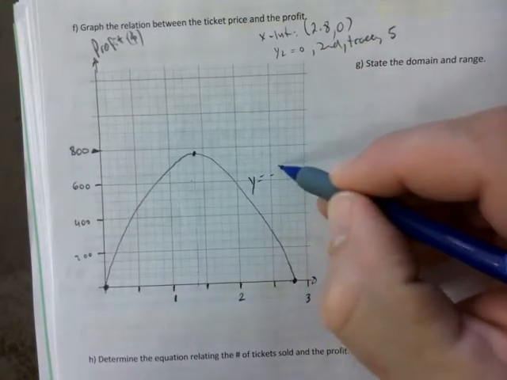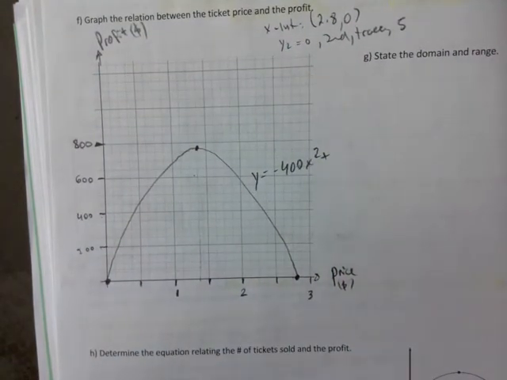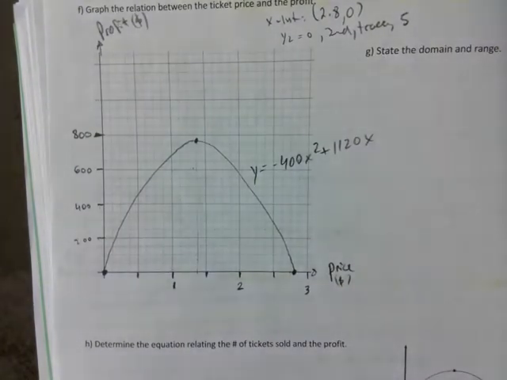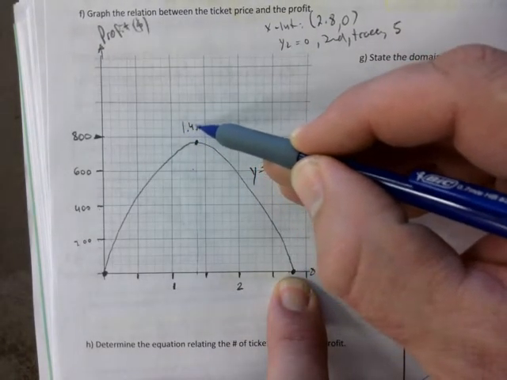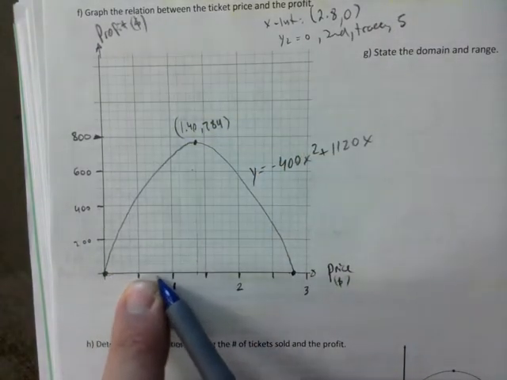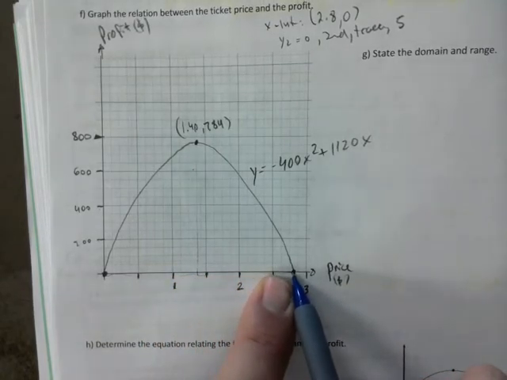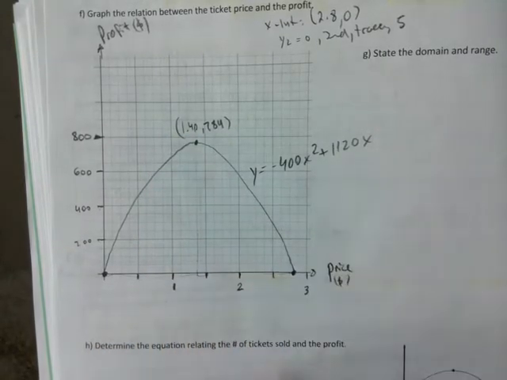And my equation is, was it negative 400x squared plus 1120x? And there's your graph. The reason I knew this was 2.8 is because you're at 1.40, 784 up here. So if it takes you 1.4 to get to the middle, it'll take you another 1.4 to get to here, right? So you could have just doubled the x value of the vertex to get that.